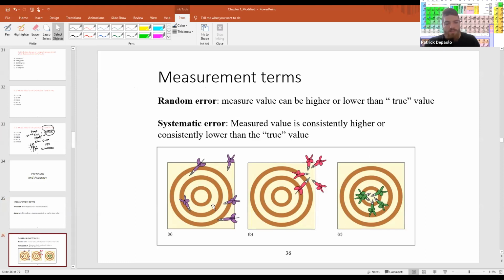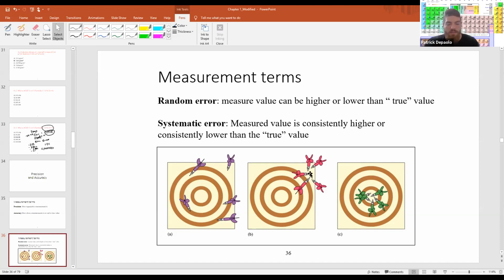But let's look at the dartboards. So the dartboard A, it's really terrible. Whoever shot this must have been drunk, or they just were not very good at darts. Basically, if you're aiming for the bull, let's say the bullseye is the true mark that you're trying to get, this is not accurate and not precise. They're far away from each other, and all of them are far away from the goal. So that's neither.